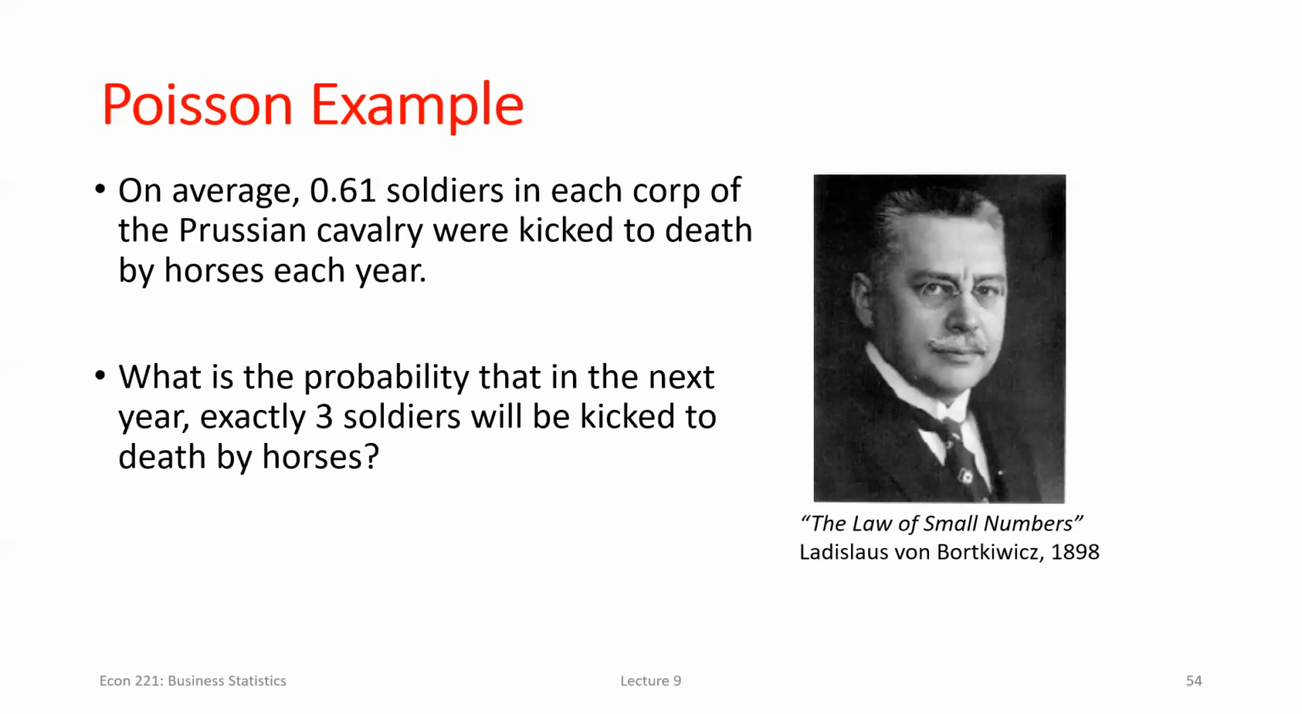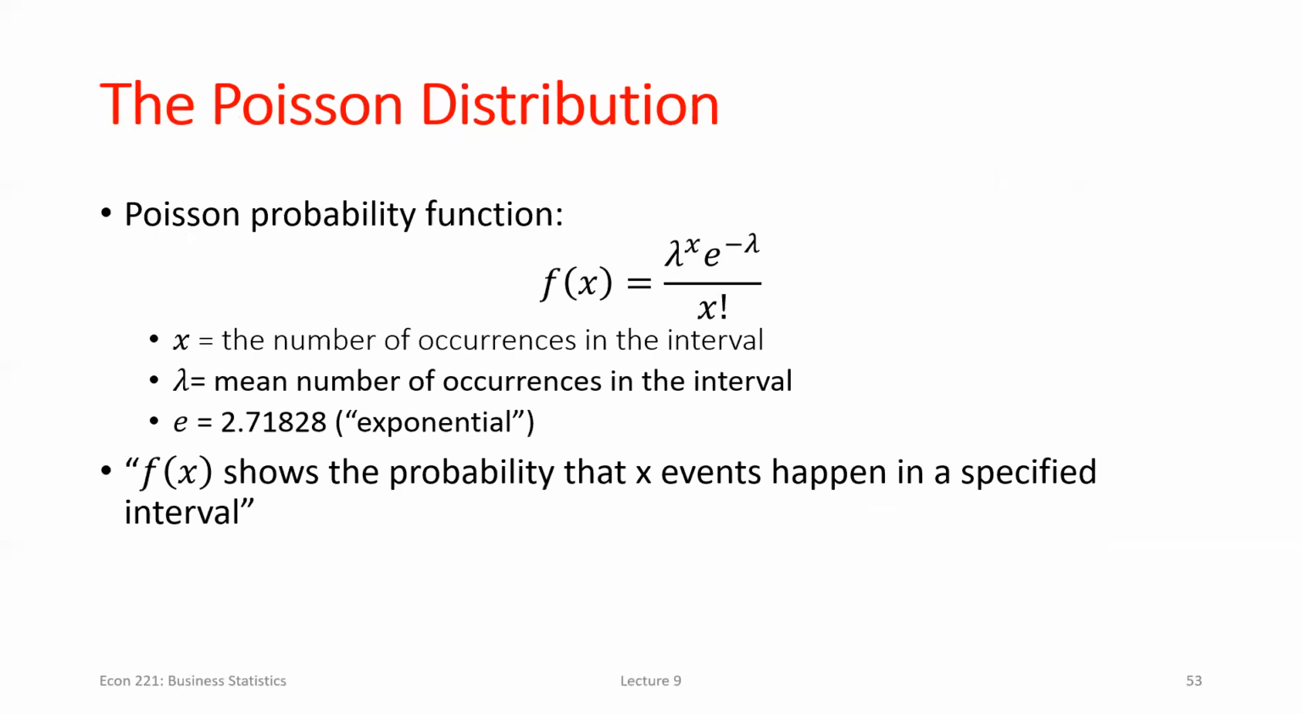I don't know why I'd be interested in that exact number, but maybe if 3 soldiers die, there might be lawsuits or the families will get too upset, and I'll have some negative ramifications. So that's the probability we're looking for: that X is exactly equal to 3. All I have to do is take lambda 0.61 and raise it to the X. Our X was 3. Then e to the negative lambda, divided by X factorial.